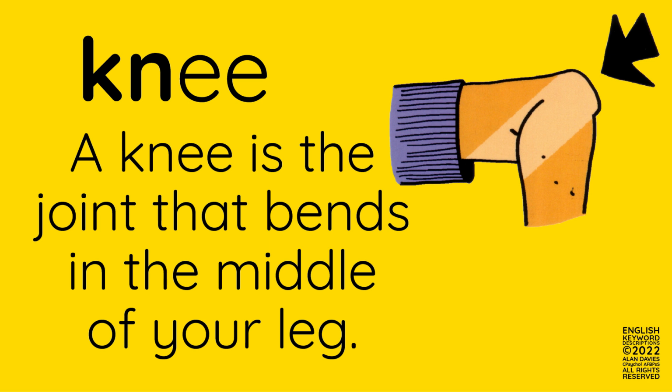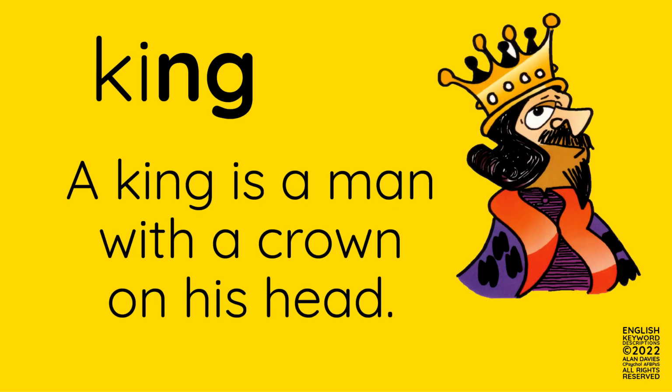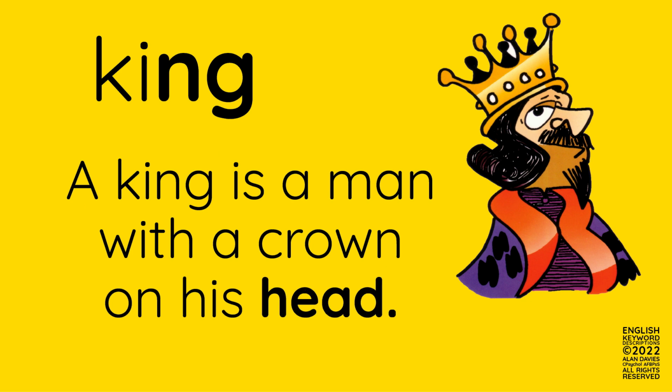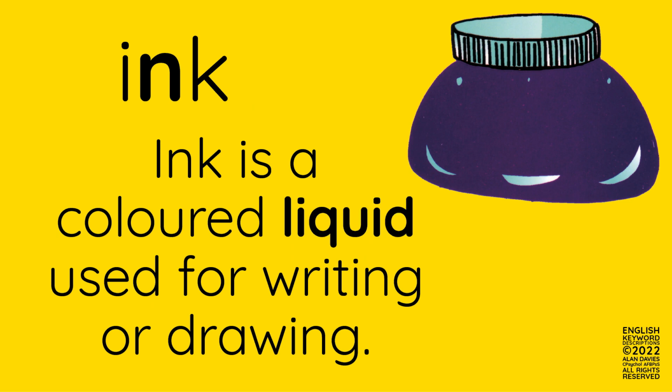Knee. A knee is the joint that bends in the middle of your leg. King. A king is a man with a crown on his head. Ink. Ink is a coloured liquid used for writing or drawing.